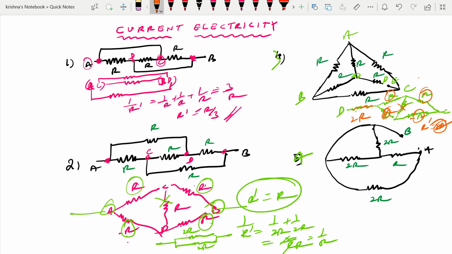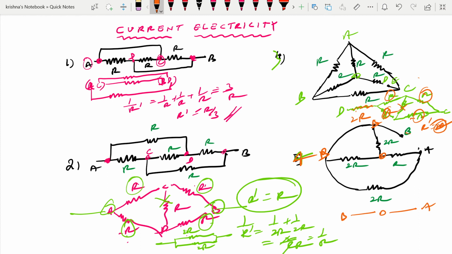Next, coming to the fourth question. Here we have to find out the resistance between A and B. Let us take C, D. Instead of taking C and D, if it is B, this is also B because it's connected to the same point. All are common points, so we can write B at one point, O at another point, and A at this point.